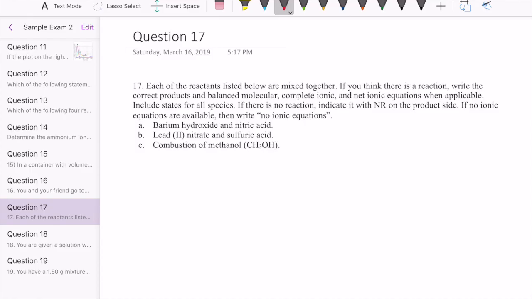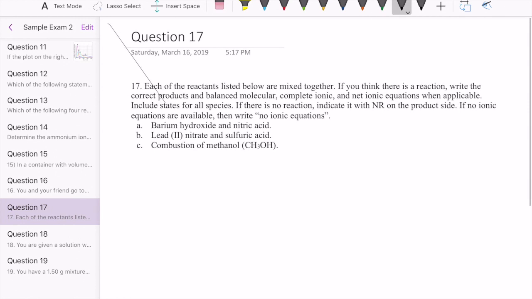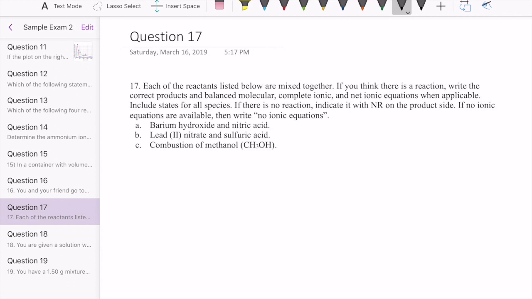All right, let's take a look at Chem 11, Sample Exam 2, question number 17. In this question, we were asked to write reaction equations with the complete products, as well as the balanced molecular, ionic, and net ionic equation when it is applicable, in other words, when there is a reaction. If there's no reaction, then you have to write it with NR. So let's start. We have to look at each of these reactions.